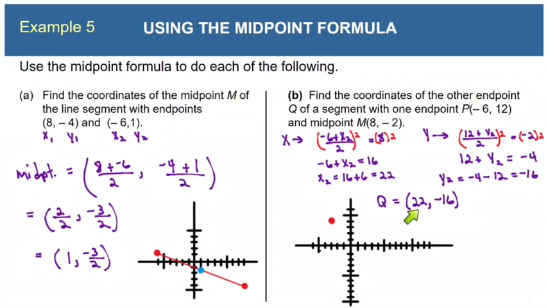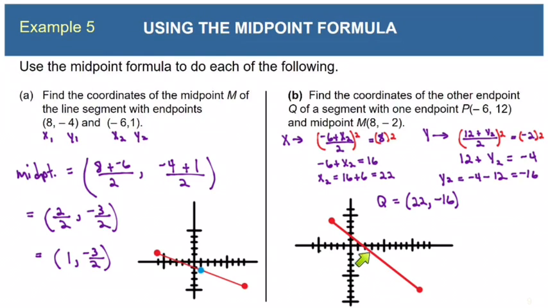And if I go 22, negative 16, that's going to take me 22 to the right, down 16. So 2, 4, 6, 8, 10, 12, 14, 16, 18, 20, 22, and then down 16: 2, 4, 6, 8, 10, 12, 14, 16 will be about right here.